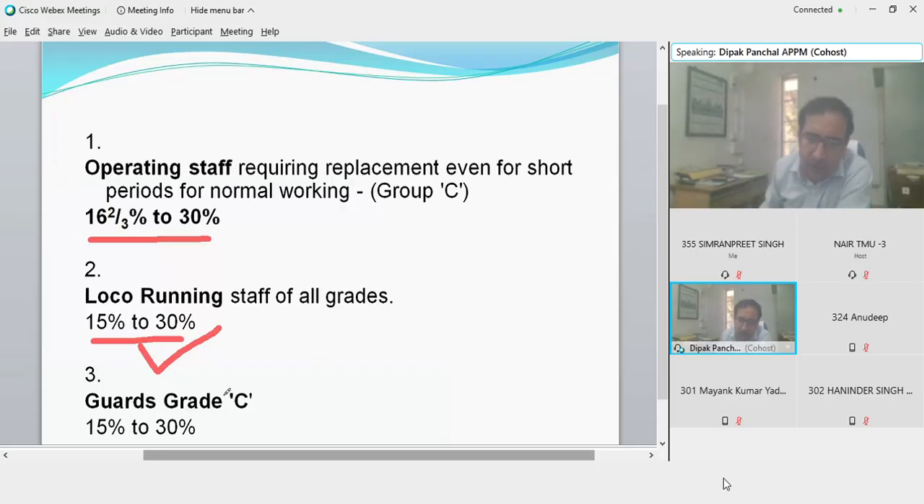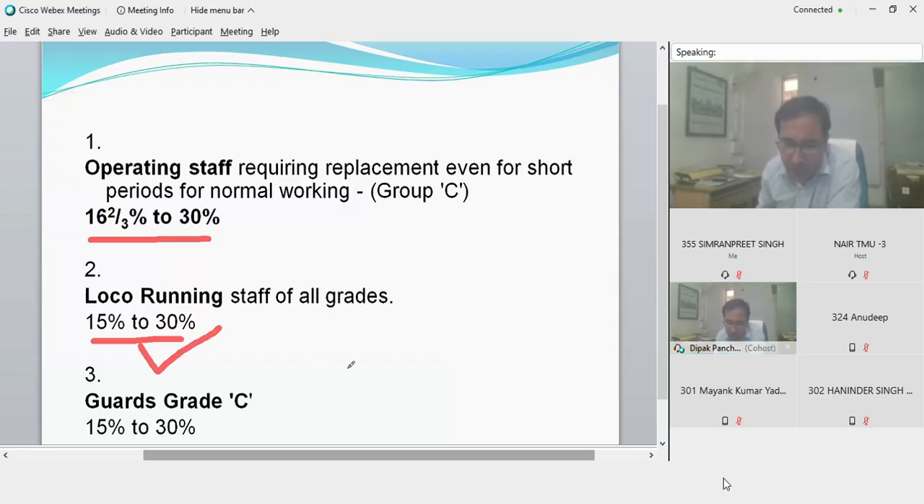Supposing if you need 500 loco running staff, loco pilots, then you should add 15% to your necessities. Similarly, in case of guard, also 15 to 30% of the leave reserve can be kept. For commercial staff, it is 15 to 25%.